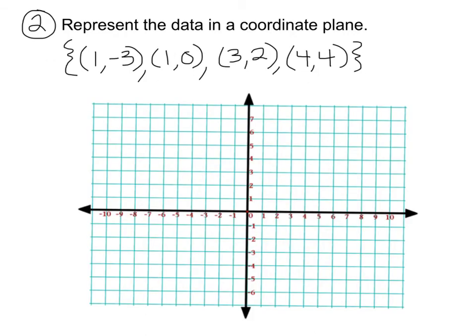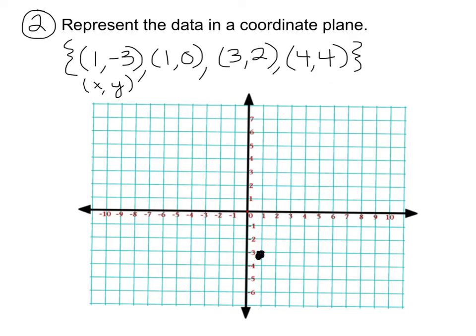Alright, in this other example, all we want to do is represent the data in a coordinate plane. So in other words, graph the points that were given here. So the point 1, -3, remember we move in the x direction first and then in the y direction. So we would go right 1 and then down 3. So 1, -3 would be the point right here.